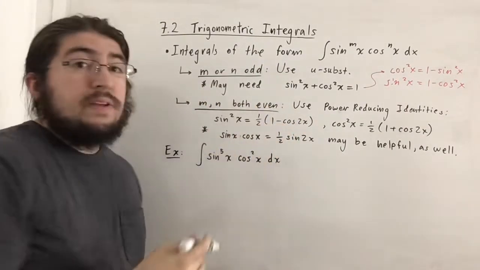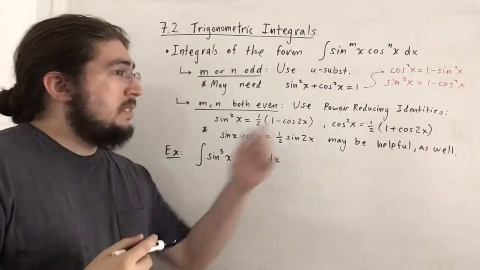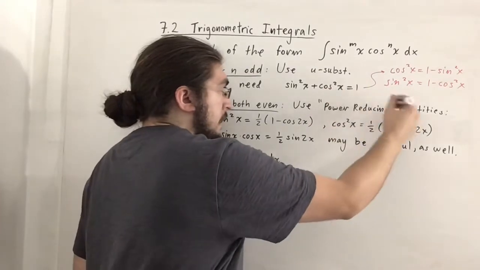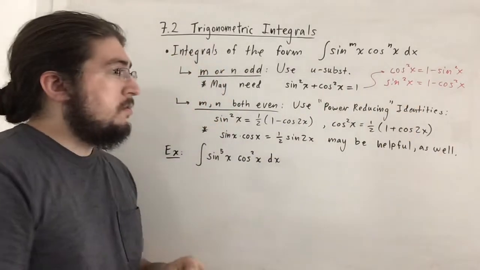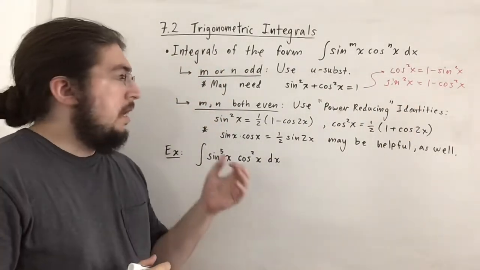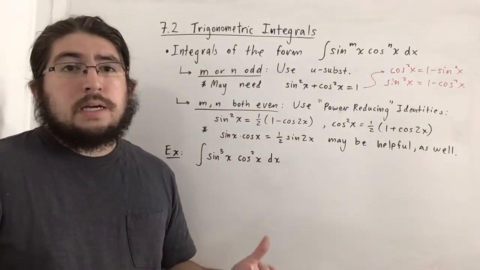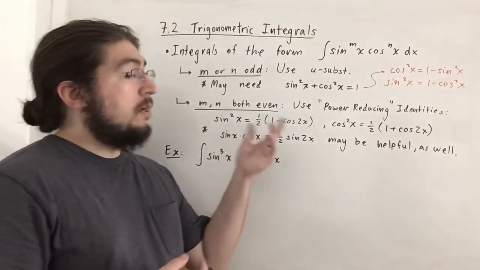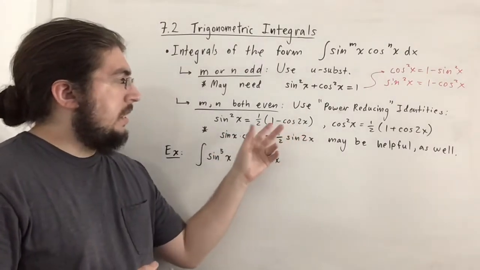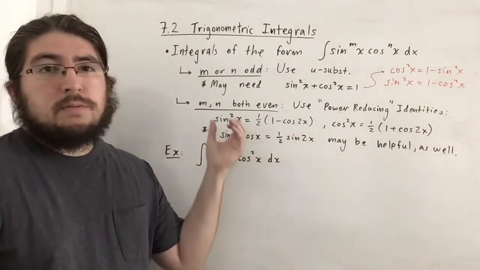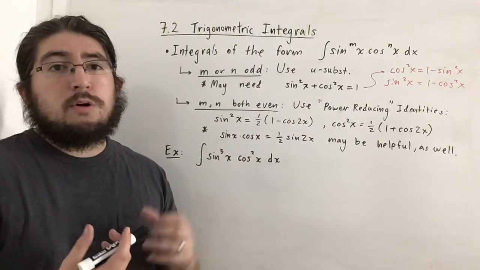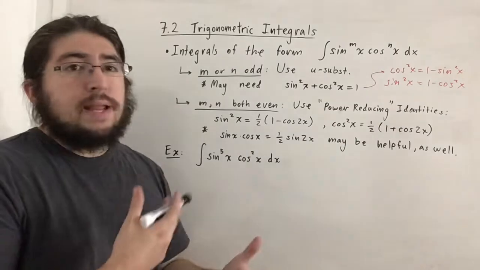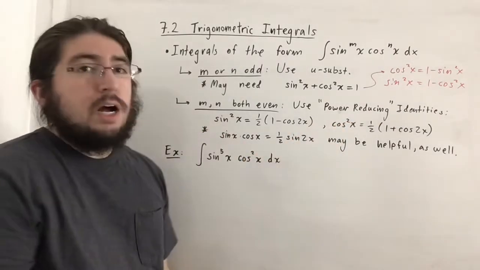But if they're both even and you have no odd power, then we must use the so-called power-reducing identities. Now you may actually know these so-called power-reducing identities by other names. Basically they come from the double angle formula for cosine. So cosine of 2x is equal to something in terms of, well, it's basically cosine squared minus sine squared, but using these Pythagorean identities, you can actually rewrite that and get these two identities as a consequence.